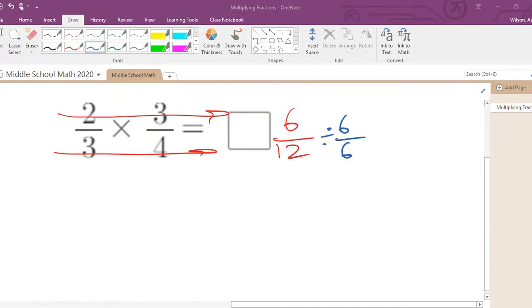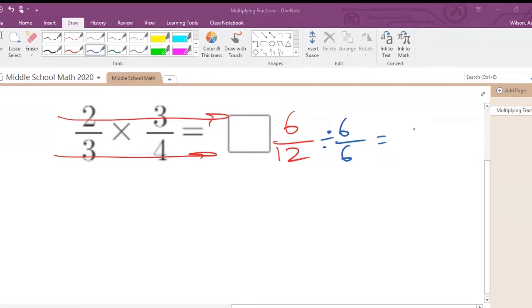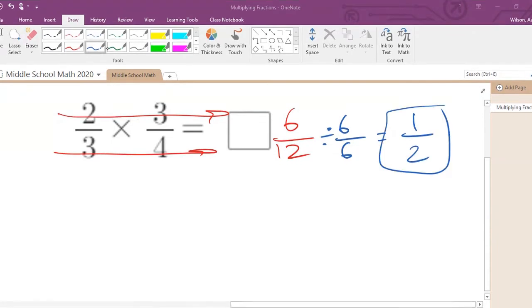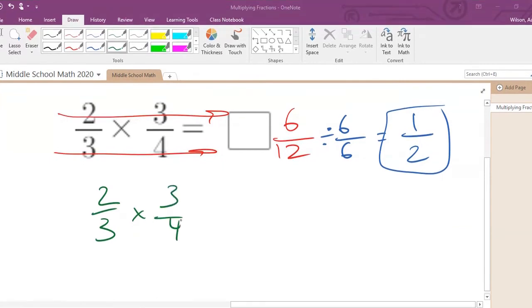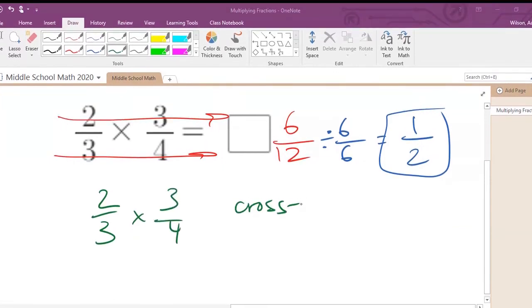And remember, 6 over 6 is the same thing as 1. And anytime you divide by 1, you end up right where you started. So 6 divided by 6 gives you 1, and 12 divided by 6 gives you 2. So the correct answer is 1/2. However, there's a shortcut I'm going to teach you all called cross reducing.